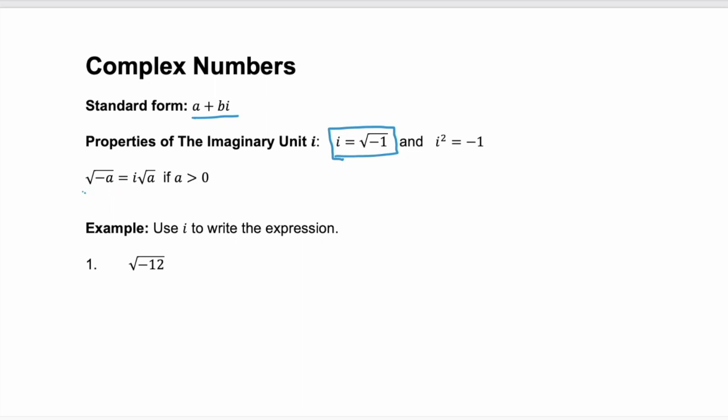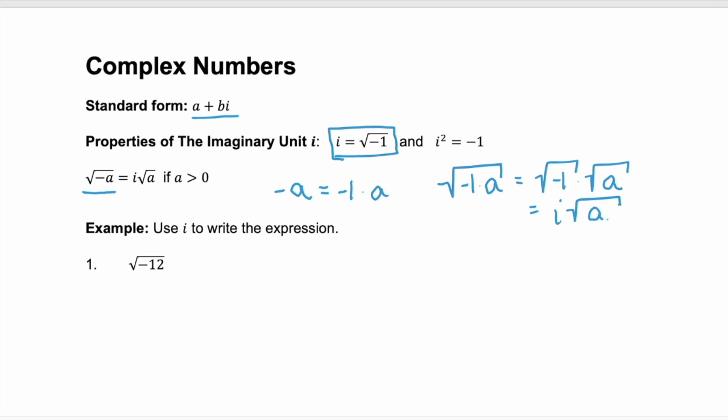And if you have the square root of -a, where a is any other value, you can pull out that imaginary component i, because -a is the same as -1 times a. So if you take the square root of that, you'd take the square root of -1 times the square root of a. And since the square root of -1 is i, that's how we get i times the square root of a. It allows us to pull that imaginary part out.